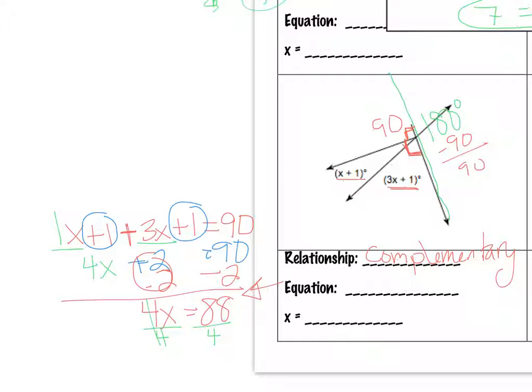So x equals 22. Alright, so that's the one on complementary angles. Alright, good luck with the rest of your worksheet.